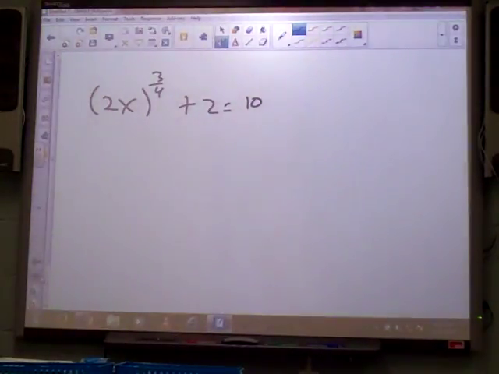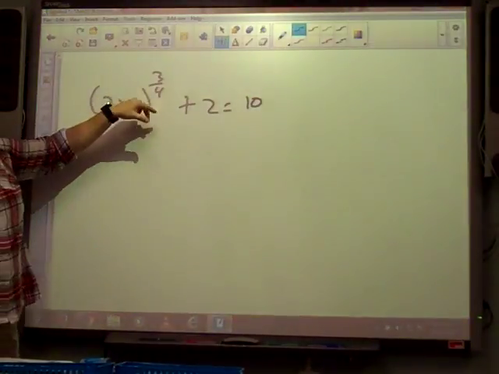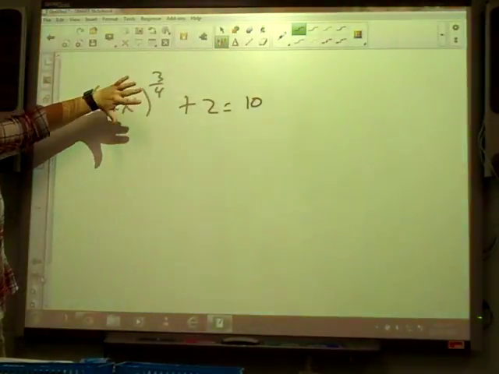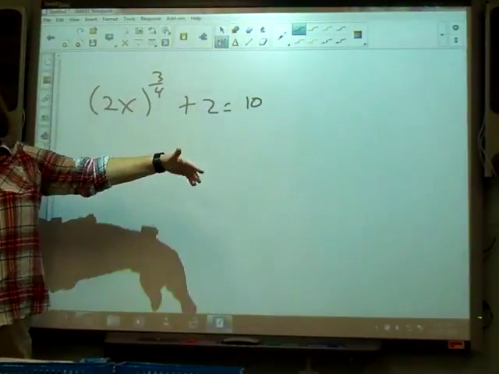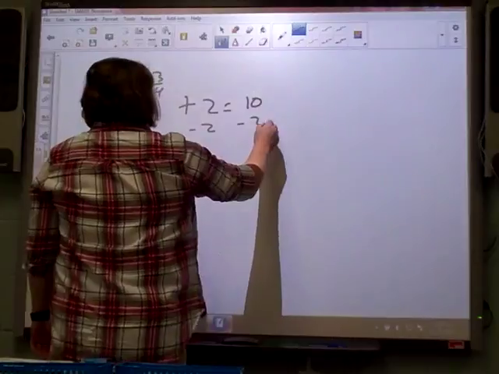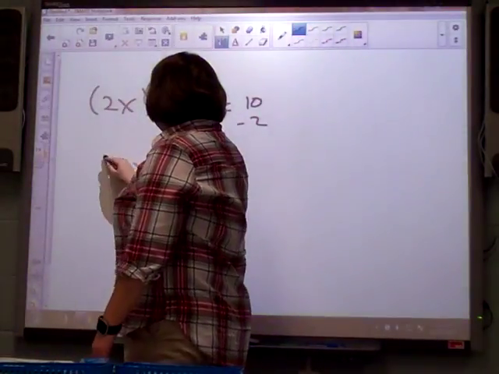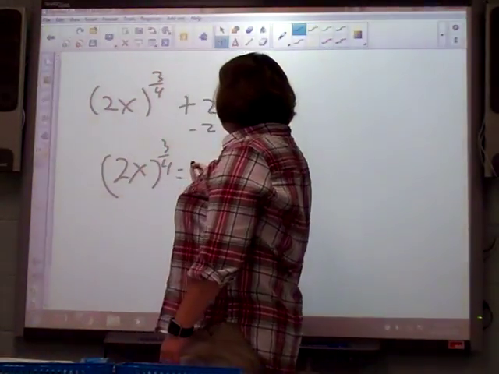Okay, my plan of attack on this is still going to start off the same as it did when it was a root. Whatever something special is happening to it, I want to get that all by itself. So first thing I'm going to do is get rid of this extra junk, this plus 2. So I'm going to subtract the 2 from both sides. So give me 2x to the 3/4 is equal to 8.